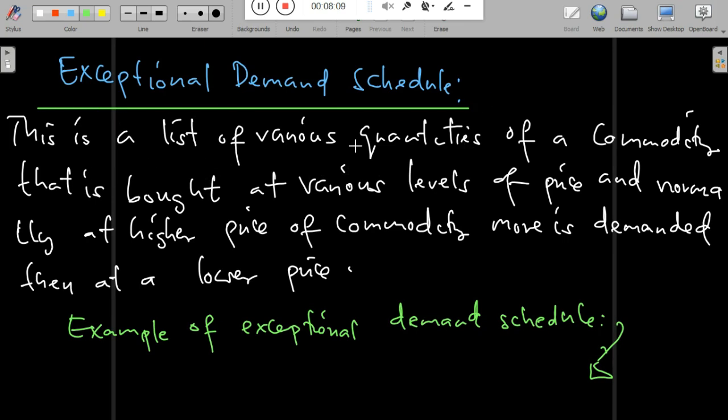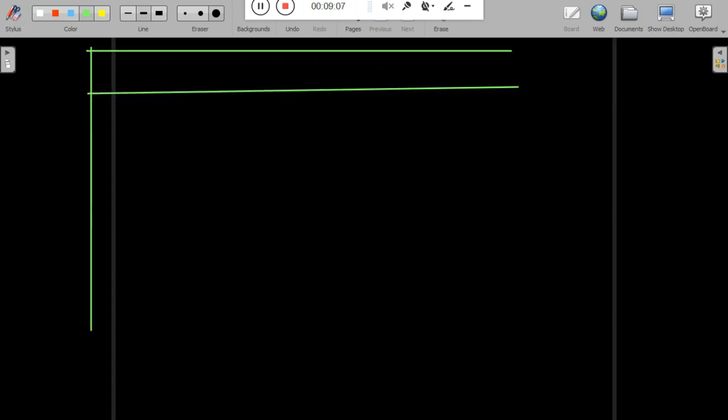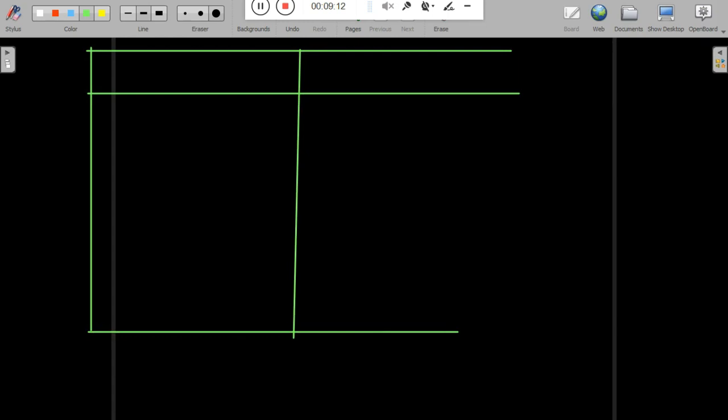Let's discuss the exception demand schedule. This is a list of the different quantities of a commodity that are bought at various levels of price. Normally, at a higher price of a commodity, less is demanded than at a lower price. But if more is demanded at a higher price than at a lower price, the exception demand schedule will appear like this.